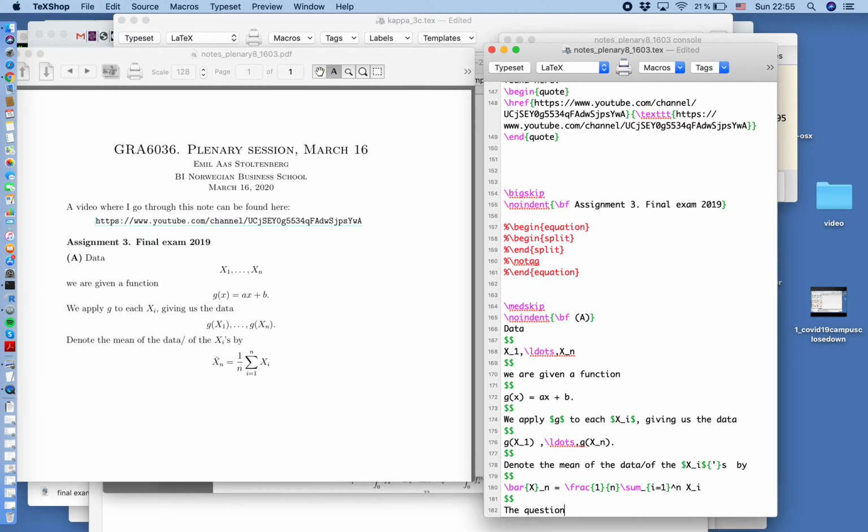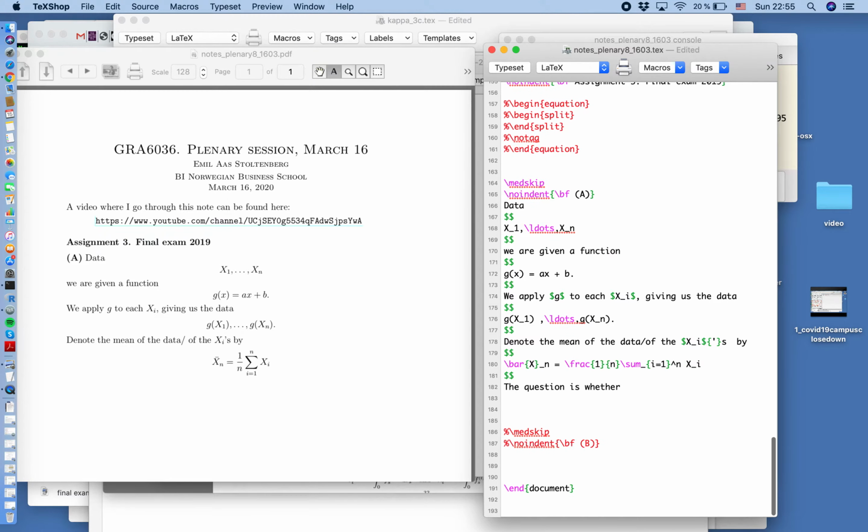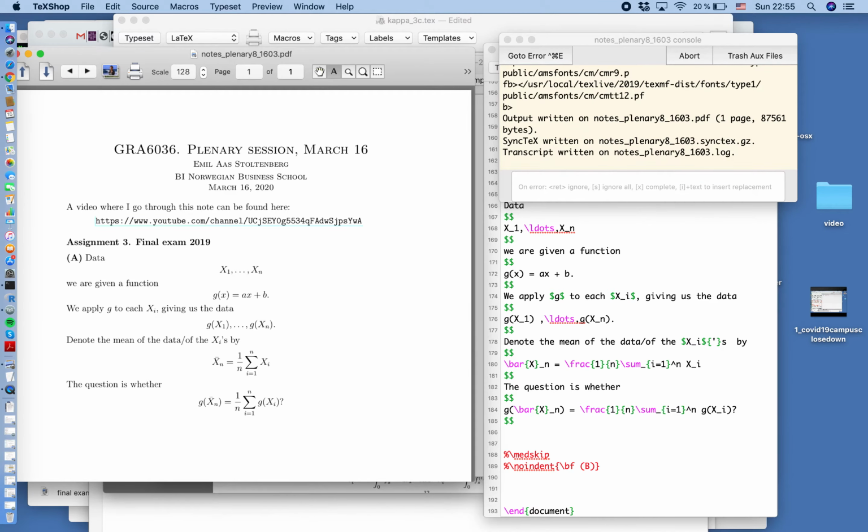The question is whether it is true that when we apply g to the mean, we get the same thing as we get if we take the mean of each of these g(x_i). Okay, so we'll leave a question mark after this, because this is the question in the exercise, and we are to see if that is true. Well, it is true, so we'll now prove that it is true.